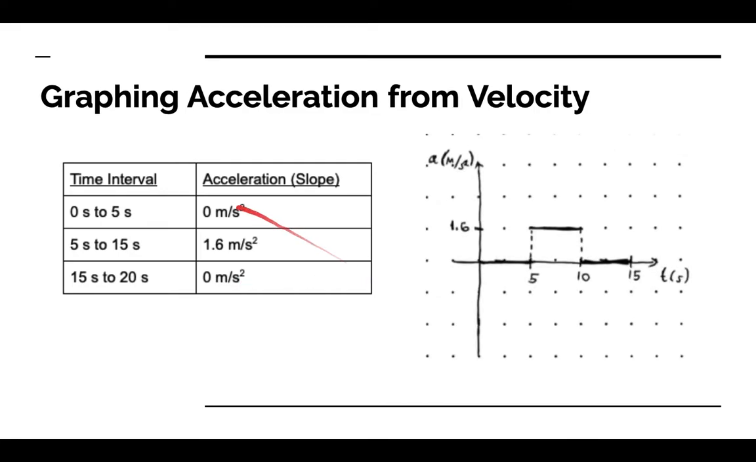So now we can use these values to graph our acceleration versus time graph. From 0 to 5 seconds, our graph is at an acceleration value of 0. From 5 to 15 seconds, it's an acceleration value of 1.6 meters per second squared. And then from 15 to 20 seconds, it should say 15 to 20 here, not 10 to 15, our acceleration is again at 0. And this is how we graph acceleration from velocity.